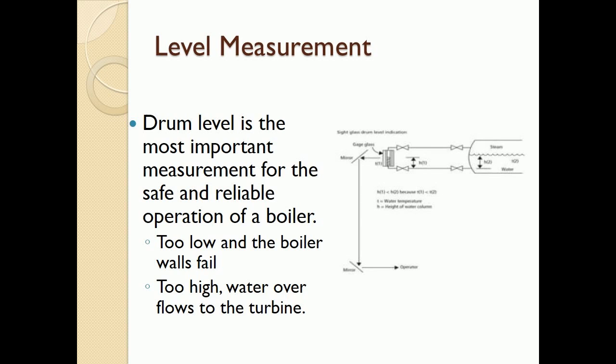Now let's discuss level measurement. The steam drum level is the most important measurement for the safe and reliable operation of a boiler. Too low and the boiler walls fail, and too high, water overflows to the turbine. Both of these create extreme failures of the equipment. So the American Society of Mechanical Engineers has set some requirements for drum level.